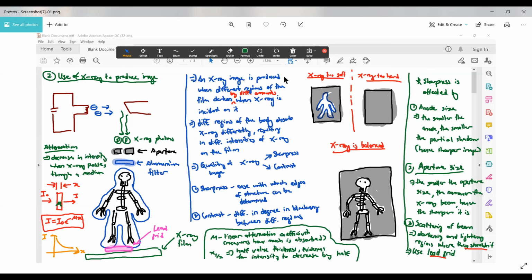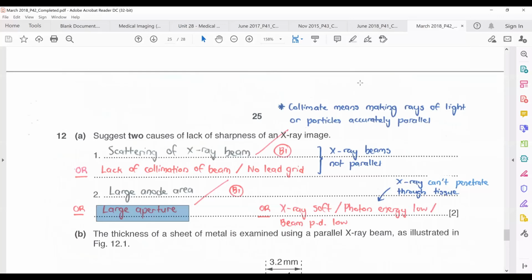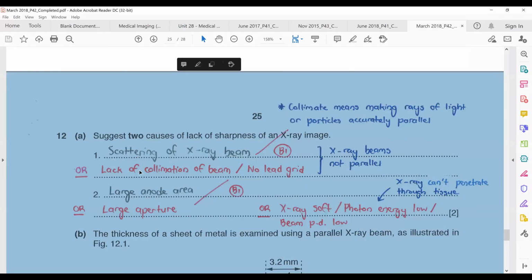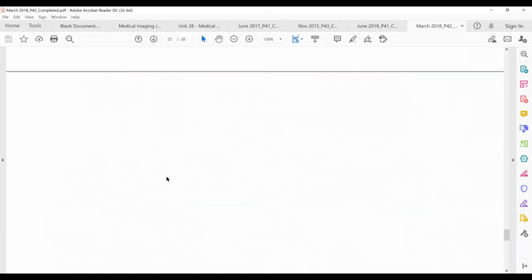So that was this point here from last week. So if you just go back to that answer there, that's what they are talking about here. Large anode area will cause lack of sharpness. Large aperture will cause lack of sharpness. Scattering of your X-ray beams will also cause lack of sharpness.